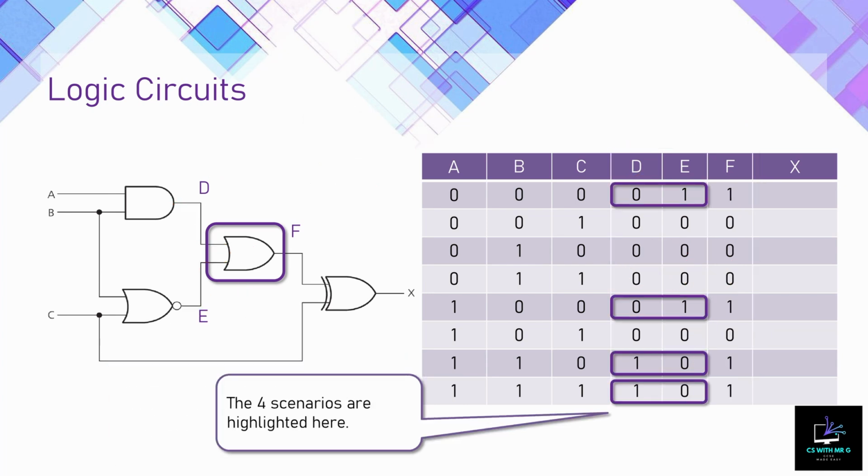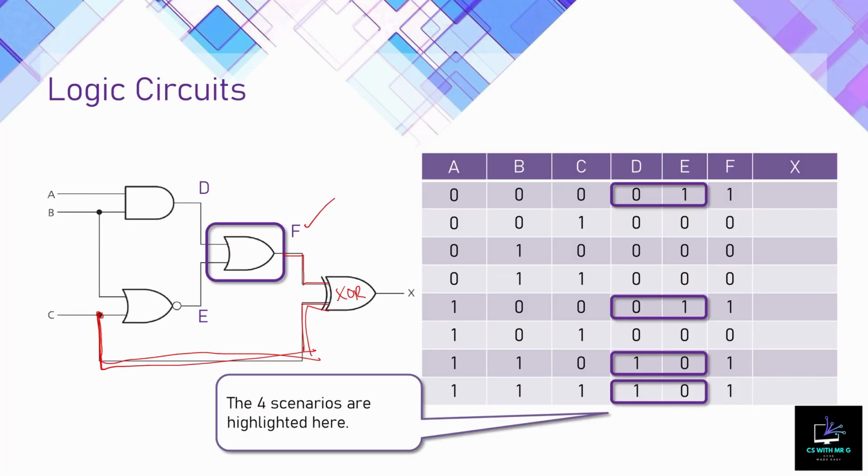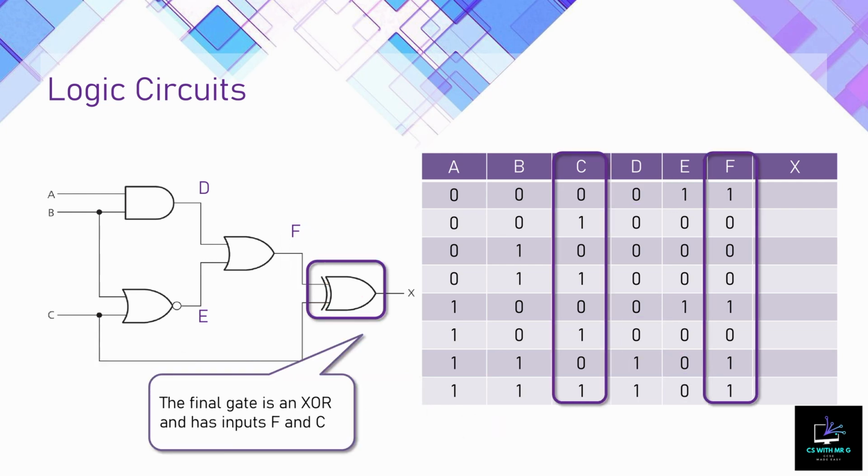And then F is now done. So hopefully you're getting the hang of this. And as you can see in the final gate, which is an XOR gate, it's going to be the inputs of F, XOR, and then the C. So this C is coming all the way around from the bottom and going into the XOR gate as an input. So as you can see, I've labeled C and F, and it's an XOR.